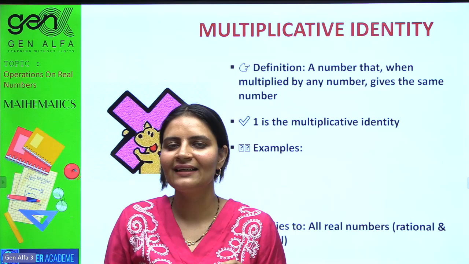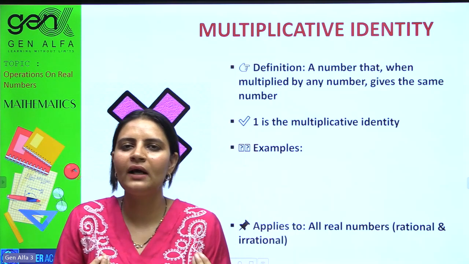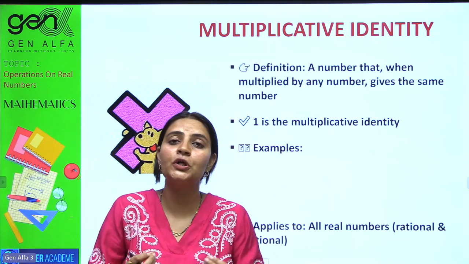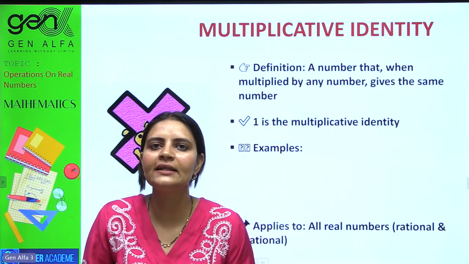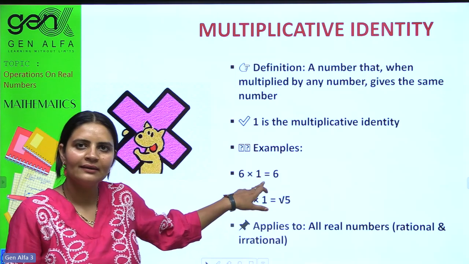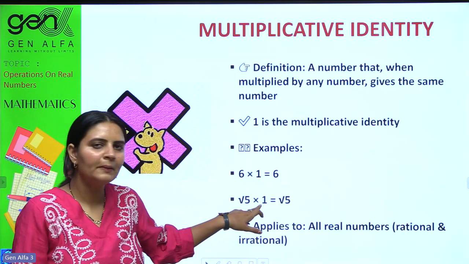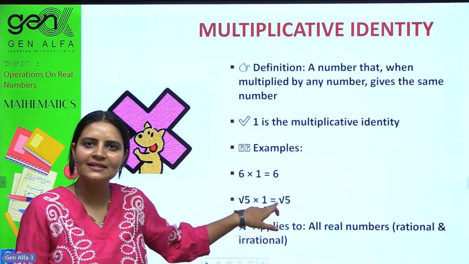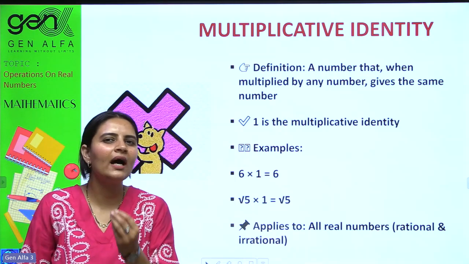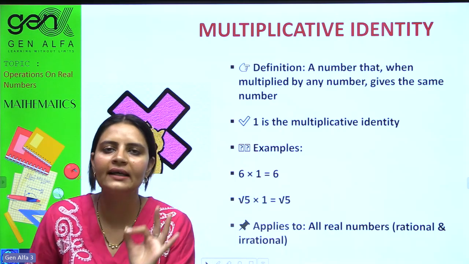Use your critical thinking. Obviously, 1 is the magical number that does not change the number after getting it multiplied. How? 6 multiplied by 1, the number is kept the same, 6. Under root 5 multiplied by 1, the number is kept the same again. So 1 is the multiplicative identity and 0 is the additive identity.